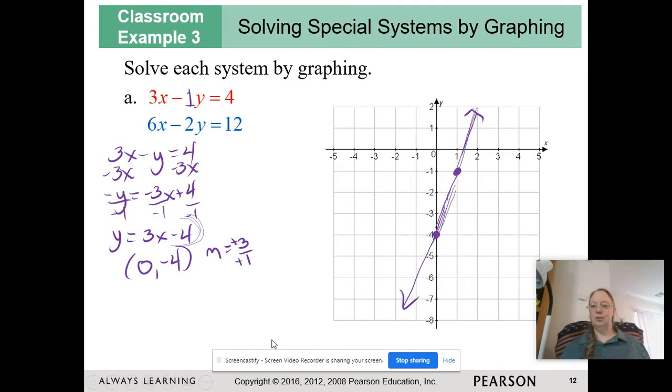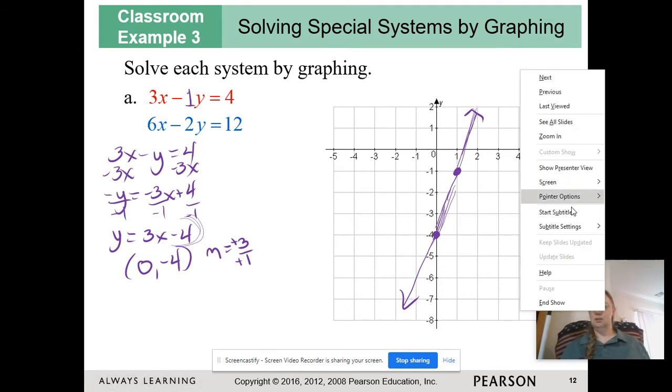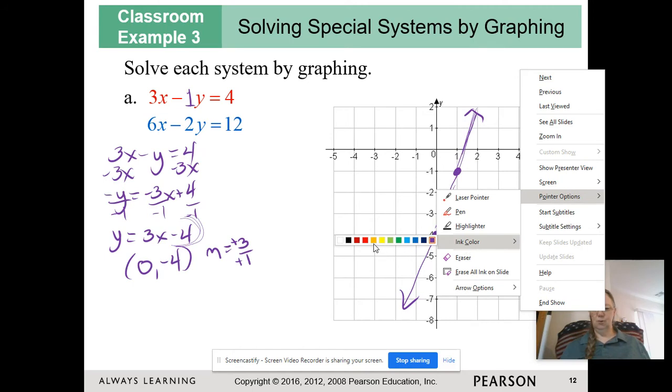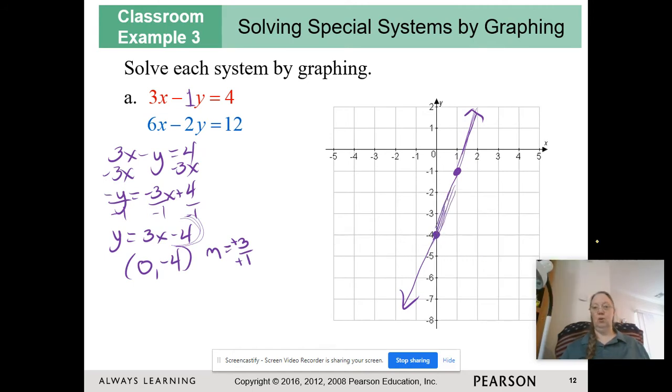Now I'm going to change the color. Like I said, it's just easier when we're using, let's do orange. So I have 6x... or gold, maybe.